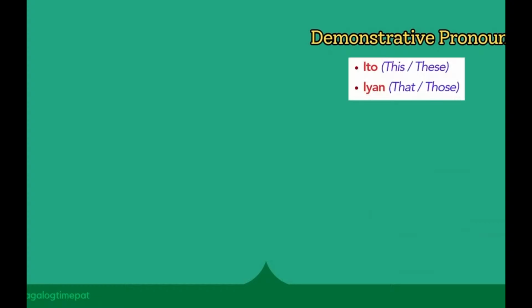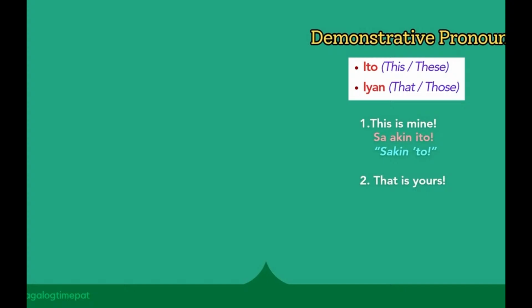All right, now let's practice with some demonstrative pronouns. Ito means this or these. Yan means that or those. If you wanted to say this is mine, it would be sa akin ito. Sa akin ito. Or you might hear sakin to. Sakin to. So a lot of people just put all the words together or shorten it. Sakin to, this is mine.